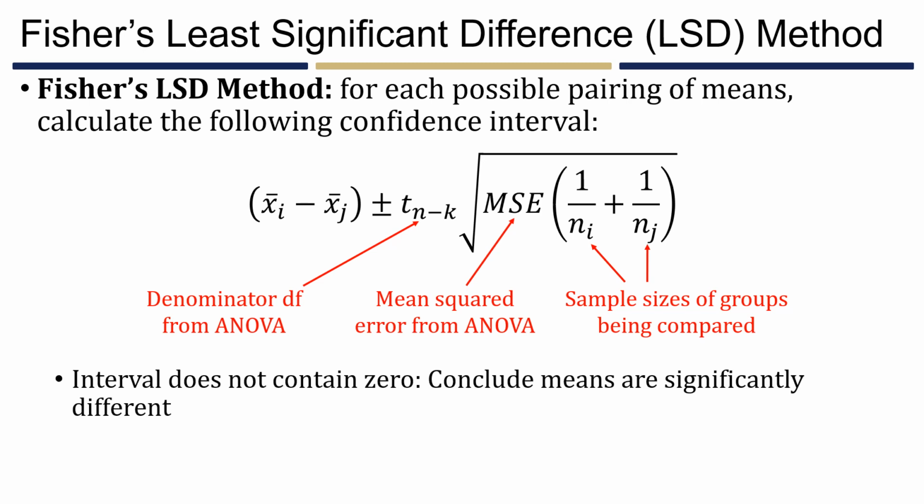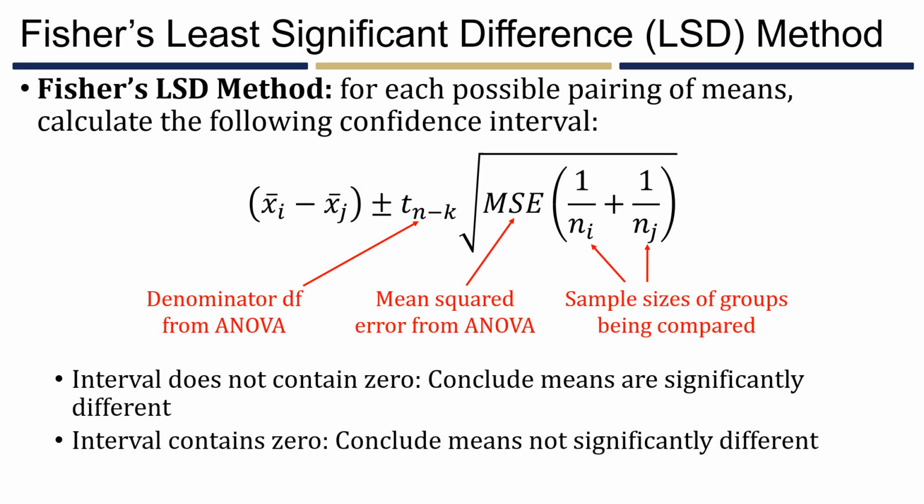Now, if this confidence interval does not contain 0, then we're able to conclude that these means are significantly different. One of the two is significantly larger than the other. If the interval does contain 0, then we're not able to identify any significant difference between the two because it's going to contain both positive and negative values, so either mean could plausibly be larger.